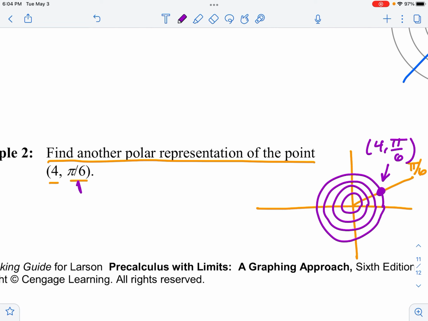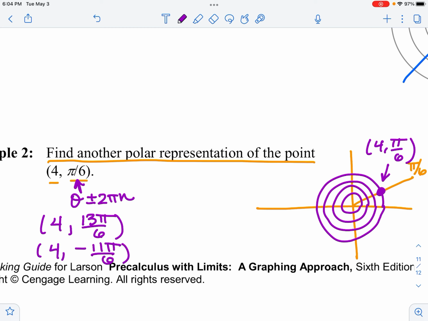So number one is we could change theta and just add another 2 pi n, meaning circles either way around. So I could call this 4 comma, if I added another full circle plus 2 pi, that would be 13 pi over 6. I could go the other direction and go a negative circle. So I could go 4 comma negative 11 pi over 6.